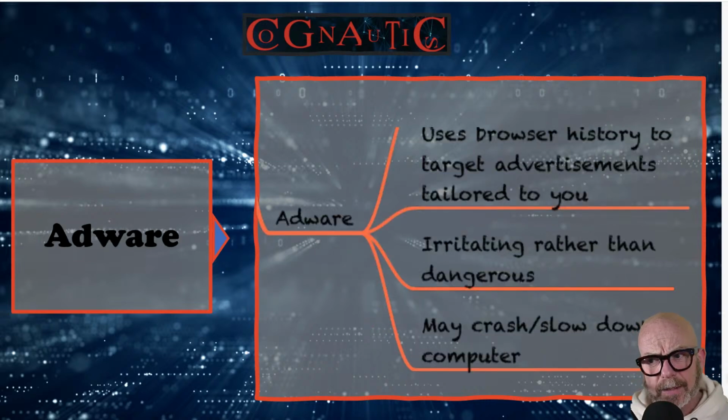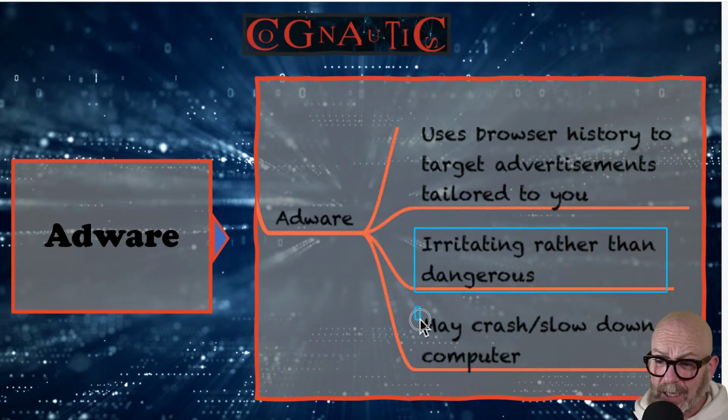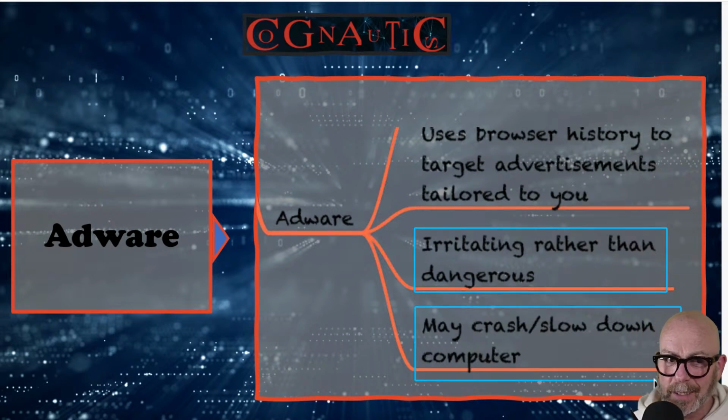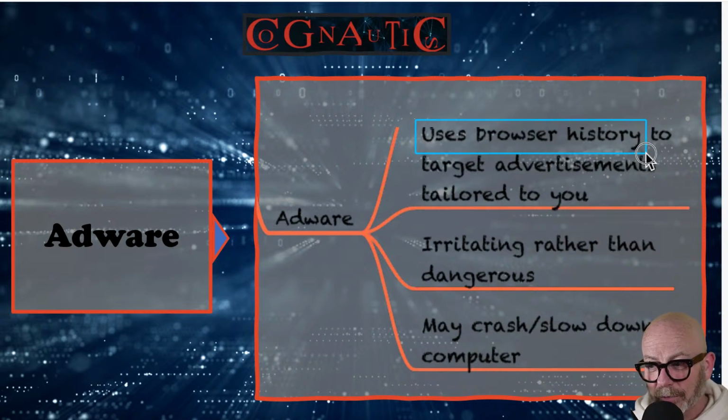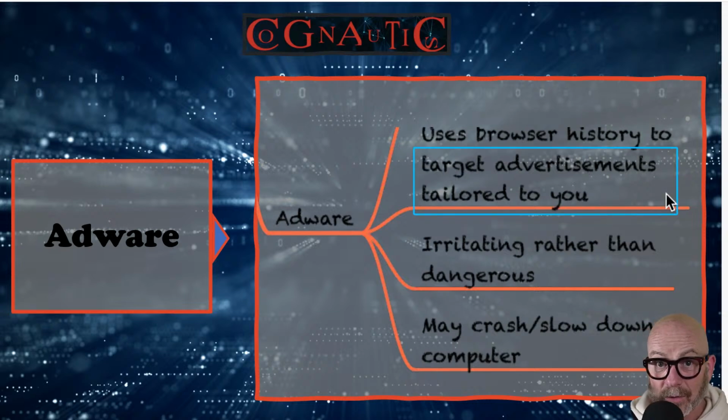Let's look at adware next. Adware is very clever. You often recognize it by the annoying pop-ups you get on your computer. Once adware gets installed, it can be very difficult to get rid of. It tends to be irritating rather than dangerous. However, it can crash and slow your computer down because these pop-ups keep happening, which is very frustrating. How it works is quite interesting: it accesses your browser history, so the pages you've been looking at on Edge or Chrome or Safari, whatever your browser is. Then, based on that, it targets advertisements tailored to you. So it'll look at your browsing history and then it'll try and sell you stuff based on that.